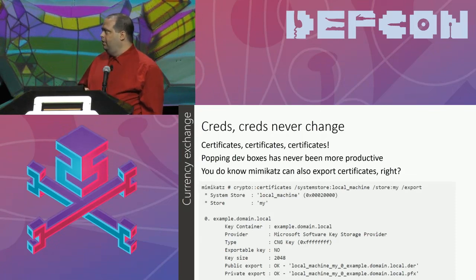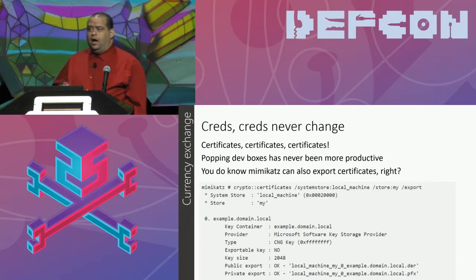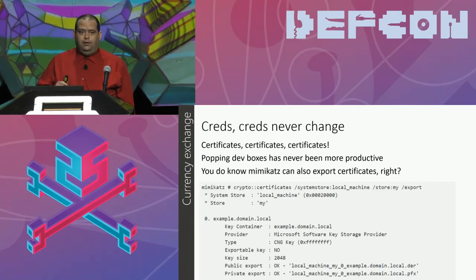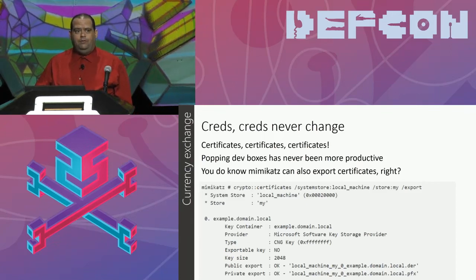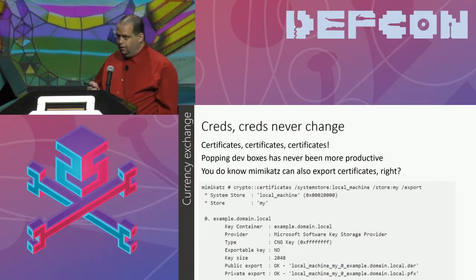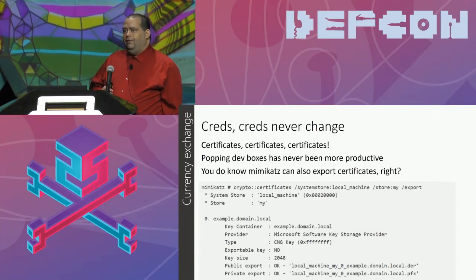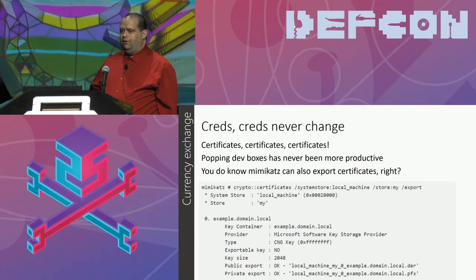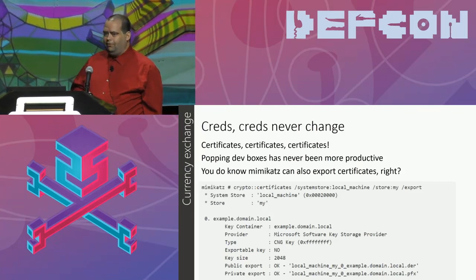So what has this done? Well, it's made popping dev boxes more productive than ever. I pretty much made my career on stealing secrets off of dev boxes for internal lateral movement because nobody else paid any attention to the web configs that were on open shares and networks a lot of times. Well, now we have all kinds of things. We have private certificates, which might be checked in the repos, and we have these API keys. There are even more of these secrets. And you do know Mimikatz can export certificates, right?